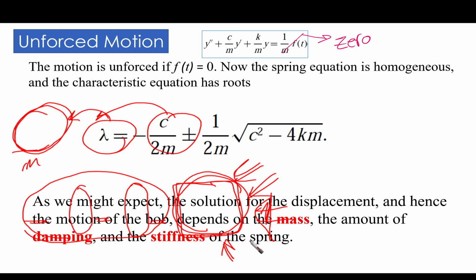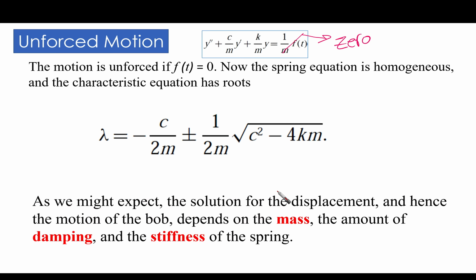Now let's go to the next case. We are going to have two cases to deal with. The first case is the unforced motion. Unforced motion means that the right-hand side of the equation is going to be 0.